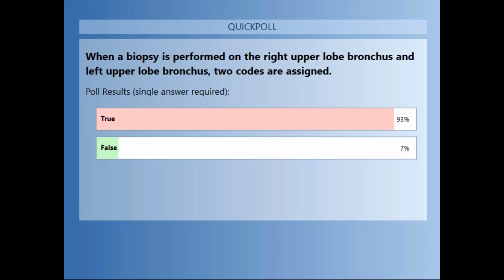The answer to this one is true. This is going to apply both that bilateral coding guideline as well as the guideline for multiple procedures. When you have biopsy performed on the right upper lobe bronchus and left upper lobe bronchus, then you are going to have both codes.